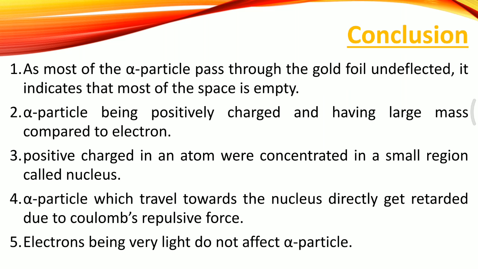The alpha particle is positively charged and has a large mass compared to the electron. The positive charge in an atom is concentrated in a small region called the nucleus. The alpha particles traveling directly towards the nucleus get retarded due to Coulomb's repulsive force. The electrons, being very light, do not affect the alpha particles.